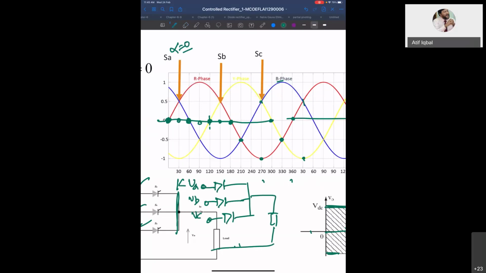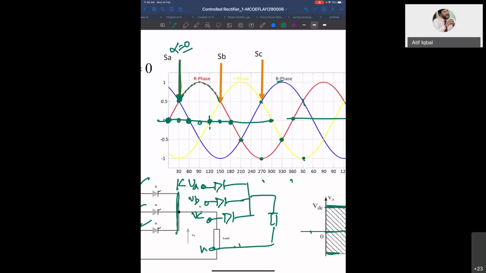VA, VB, VC, neutral point. From here, this is the point of reference where A is highest. A is highest from here to here. That means A can operate right from the beginning at this point. If it is diode based, it will start conducting straight away from this point. But it is a thyristor, so it is up to you at what point you want to start.